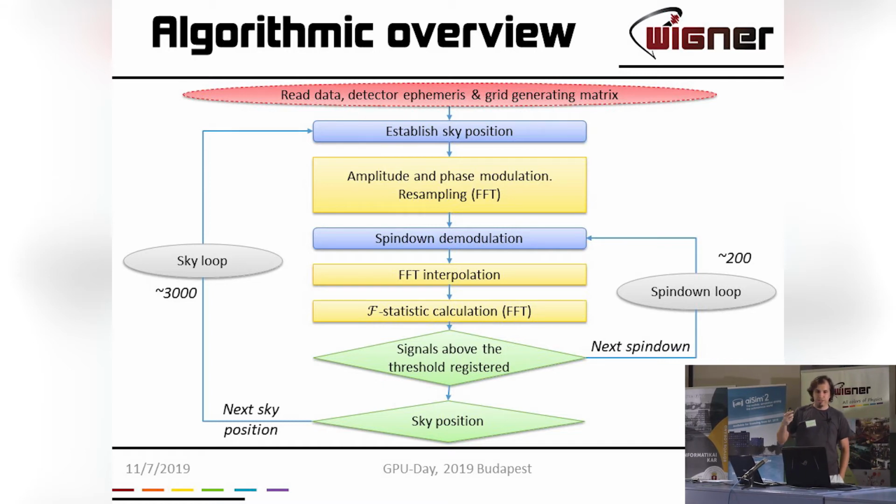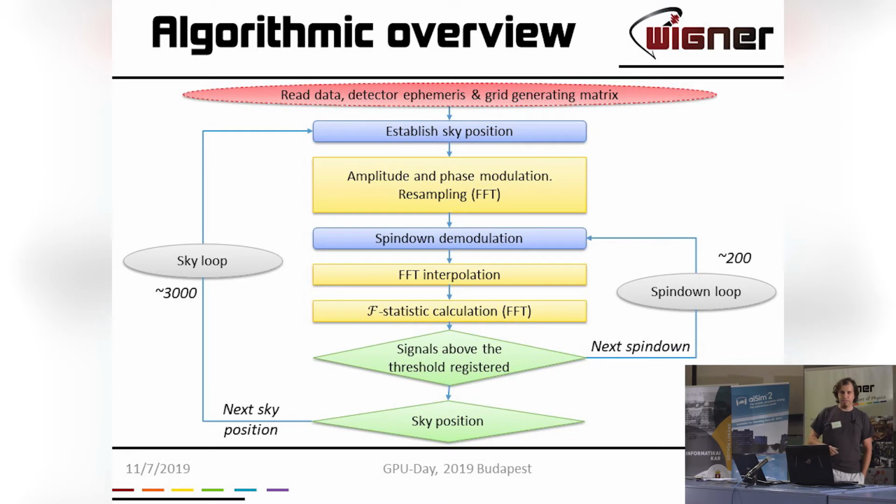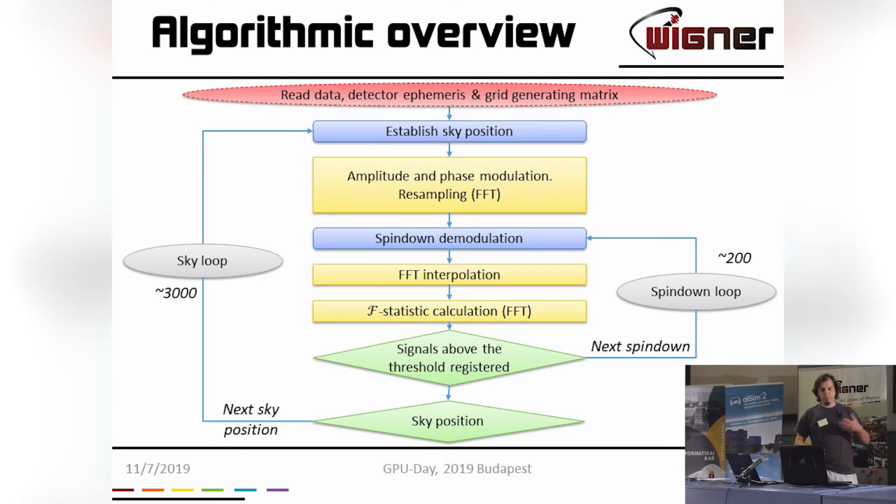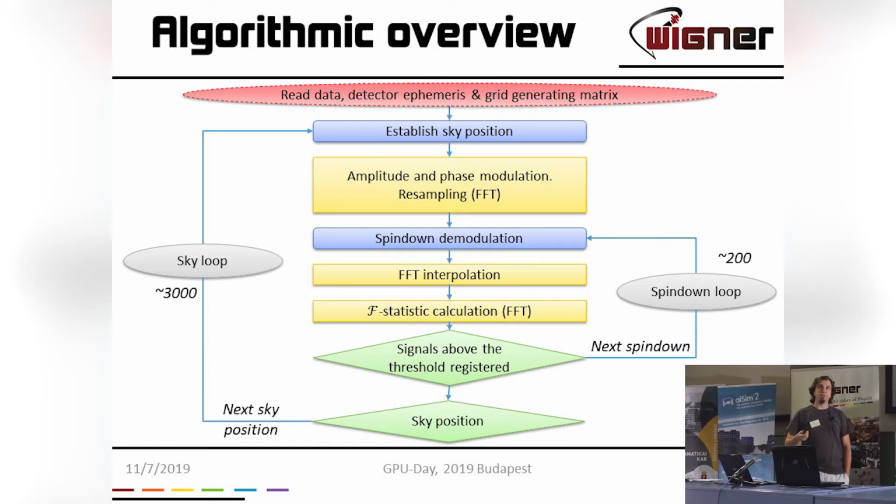And we calculate some amplitude and phase modulations depending on which detector is at what position of the sky, and that's what we have to modulate our data with, and there's a starting phase. There is some FFT involved in this part, and also spline interpolation. And then there's a spin-down loop where we loop over the frequency of the signal that we are trying to find.